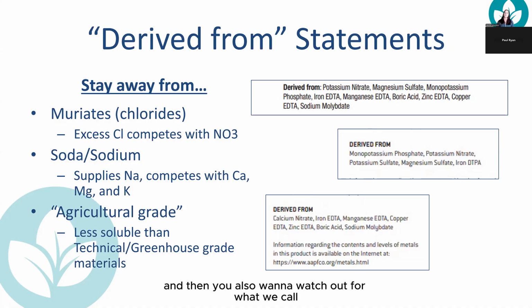And then you also want to watch out for what we call agricultural grade fertilizers. They're still fertilizer, and will still supply nutrients to your plants. But in terms of using them in hydroponics, in CEA, in greenhouse grown crops, it's usually less soluble and contains lower quality raw materials.